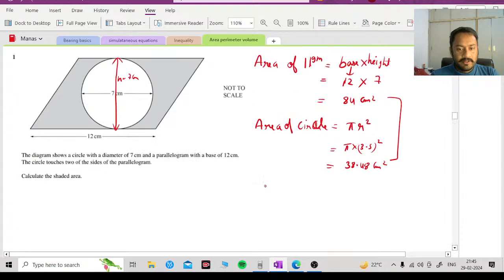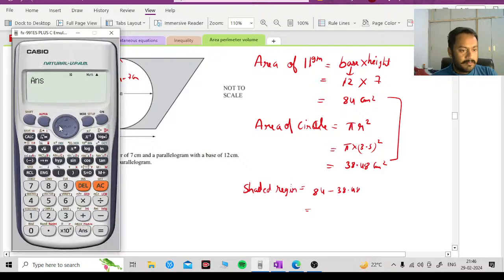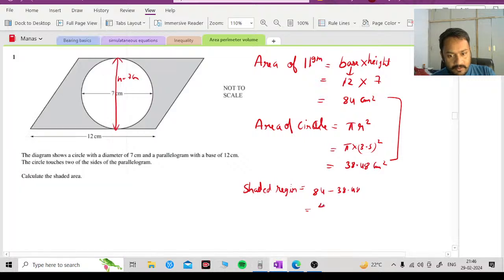So the shaded region will be equal to 84 minus 38.48, right? So by that way, what will be the answer? I'll put 84, then subtract, so the answer will be 45.51. Who got the correct answer? 45.51 centimeter square is the correct answer.